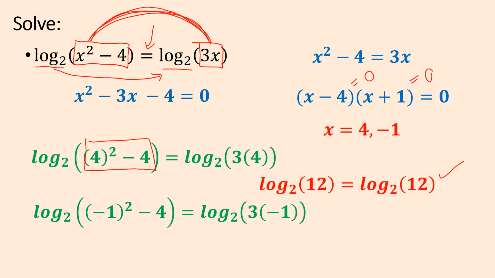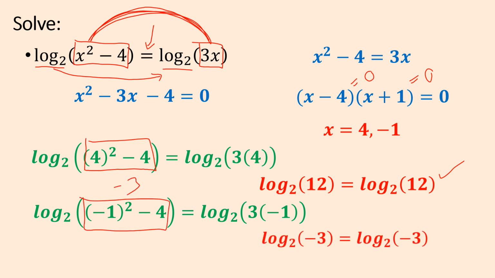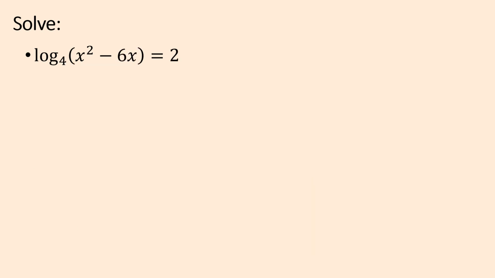If we plug in a negative 1, over here we're going to get a negative 3. This is not allowed. So we get the same thing on both sides, but we're not allowed to take a log of a negative number. If you put this into your calculator, it's going to give you a domain error. So this answer we throw out. It's an extraneous solution.